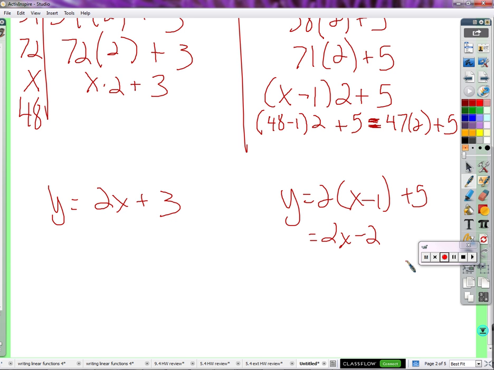What's that called that Hunter just did? Distribution. Distributed. 2x minus 2. Now, what's negative 2 plus 5? Negative 2 plus 5. 3. Right, negative 2 plus 5 is 3. Well, look at that. Good job. 2x plus 3, 2x plus 3. It turns out, no surprise, both of these formulas do exactly the same thing. They're essentially 2 times x plus 3.